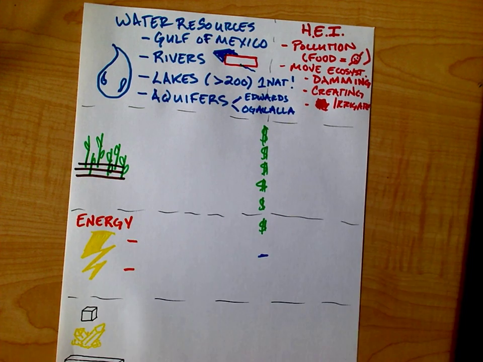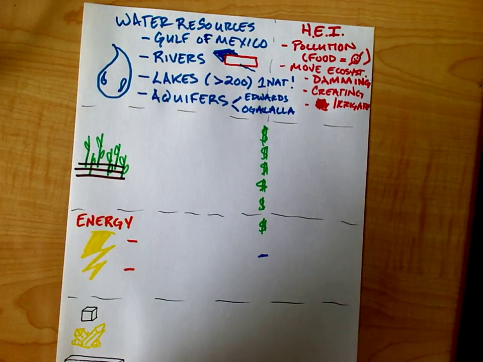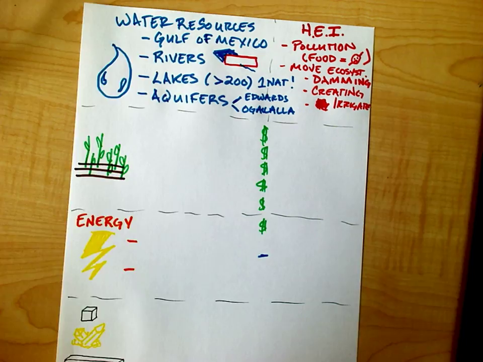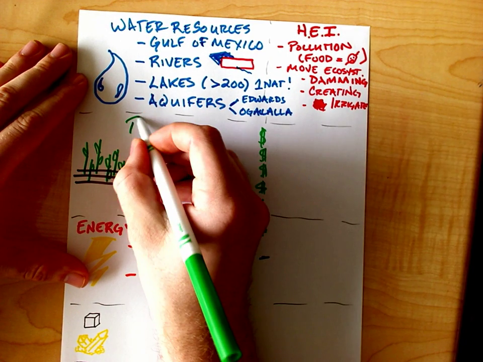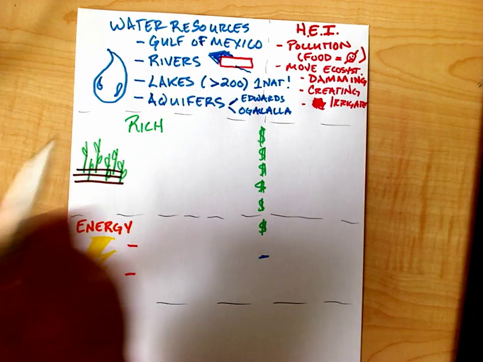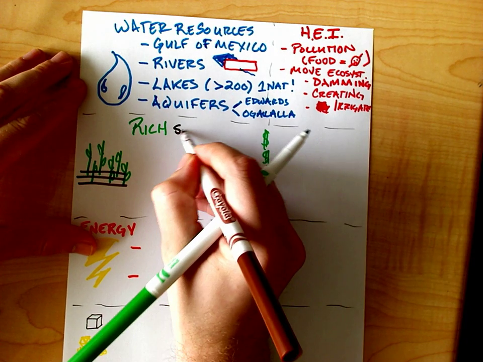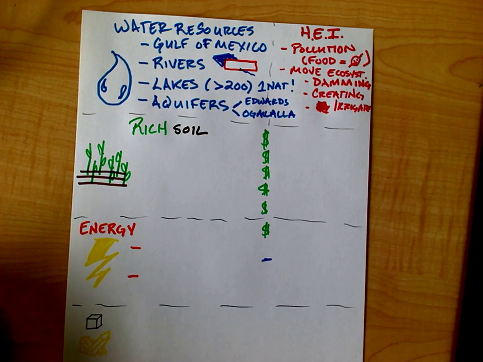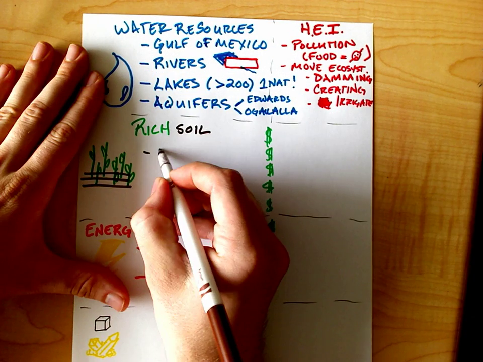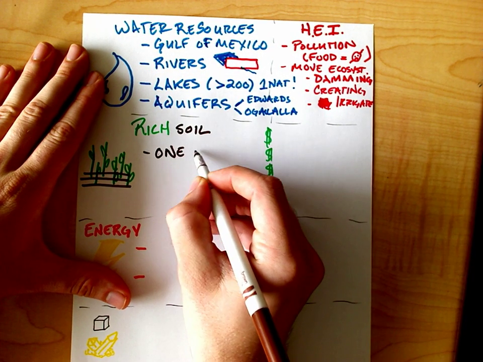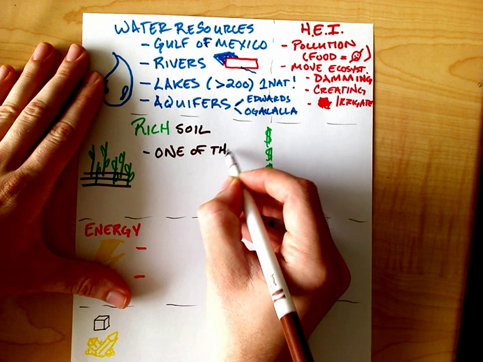Speaking of crops, you need two things to make your crops grow. Number one, you need water, and number two, you need rich soil. So rich soil is one of the most valuable resources in Texas.